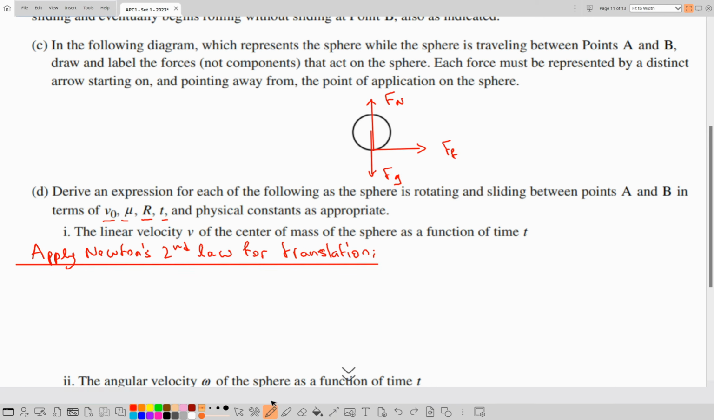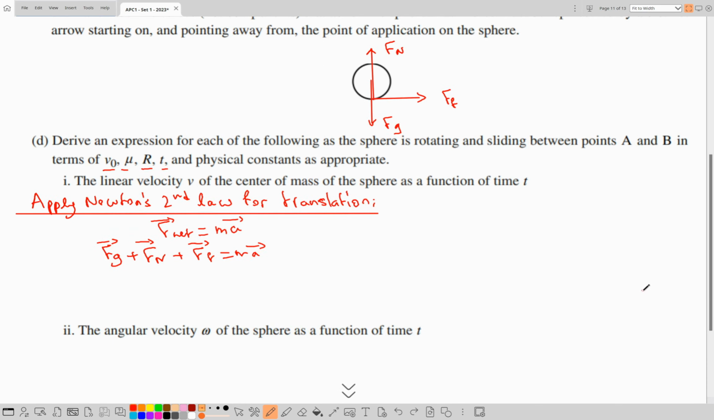So what does Newton's second law for translation state? That the sum of forces is equal to ma. Now which mass? Mass of the sphere, which is small m. Now what are the forces? We have the pull of gravity plus the normal push plus the friction. And remember that this is a vector equation. It will give birth to two linear equations working in 2 dimensions. So let me state here projection along the horizontal.